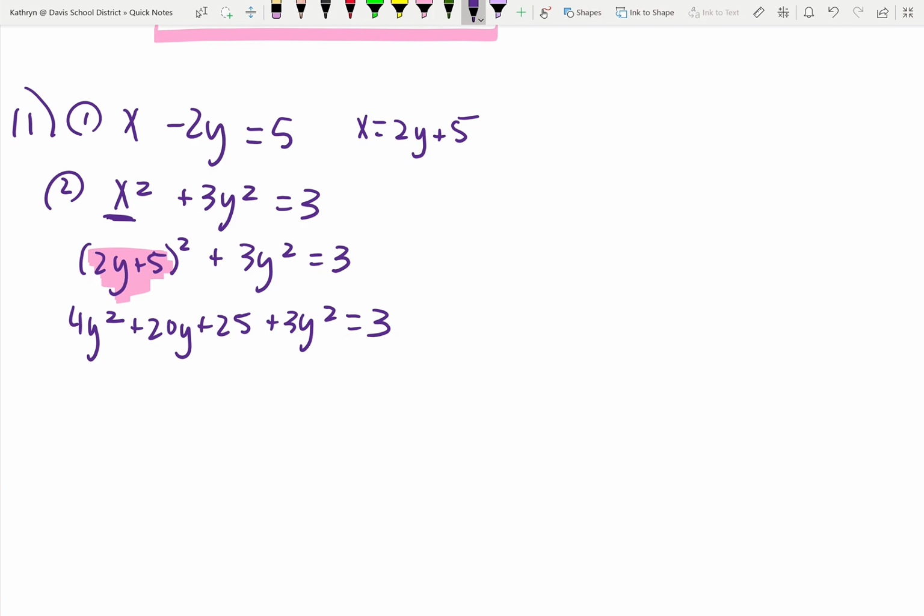Now I know I'm going to have to factor, so I'm going to pull my 3 over. So I have 7y to the second plus 20y plus 22 equals 0.